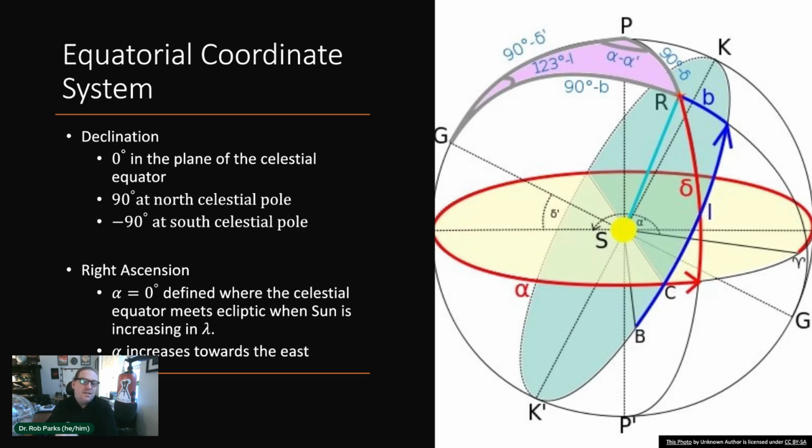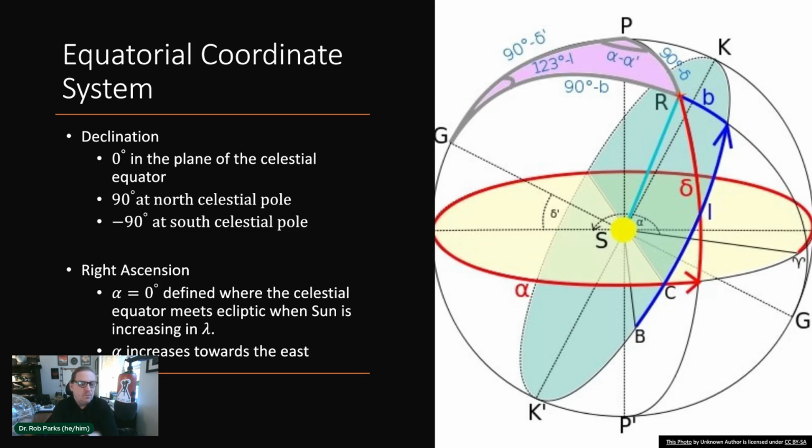Typically, declination is given in terms of positive or negative numbers. However, it can also be written in terms of north and south. So a positive number corresponds to anything in the northern celestial hemisphere. Anything in the south corresponds to negative celestial declination.